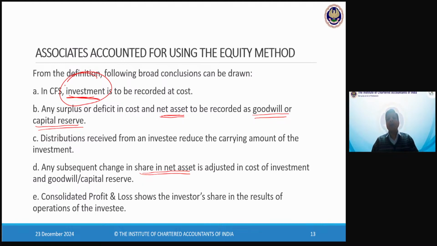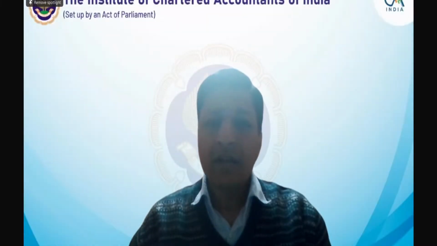Now what we will do is we'll get on to the accounting requirements straight away. And in respect of the accounting requirement, we'll try to get some more insights about this equity method of accounting. I'll just take you to one illustration now, and we'll look at the accounting requirement.